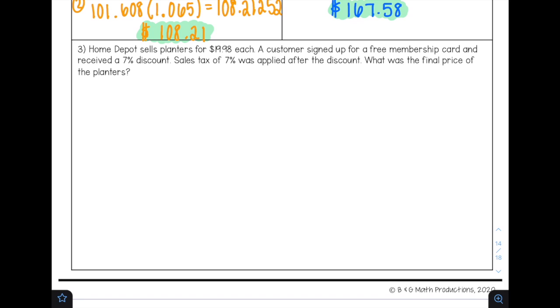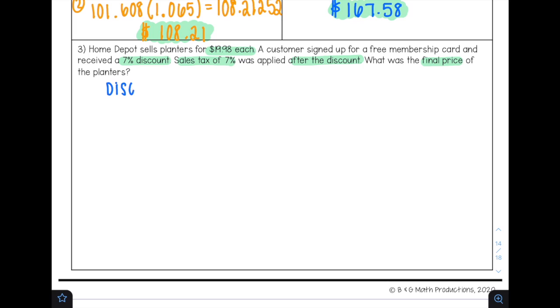All right, so here we have Home Depot sells planters for $19.98 each. If you sign up for a free membership card and receive a 7% discount, then sales tax is added with 7% after the discount. Again, discount first, then your sales tax. We want the final price of the planters after the discount and the tax. Now, a lot of you might have thought, oh, 7% I'm saving, but then I'm adding 7% back. They cancel out. It's $19.98 each. Be careful. That is not true. And I'll show you why.